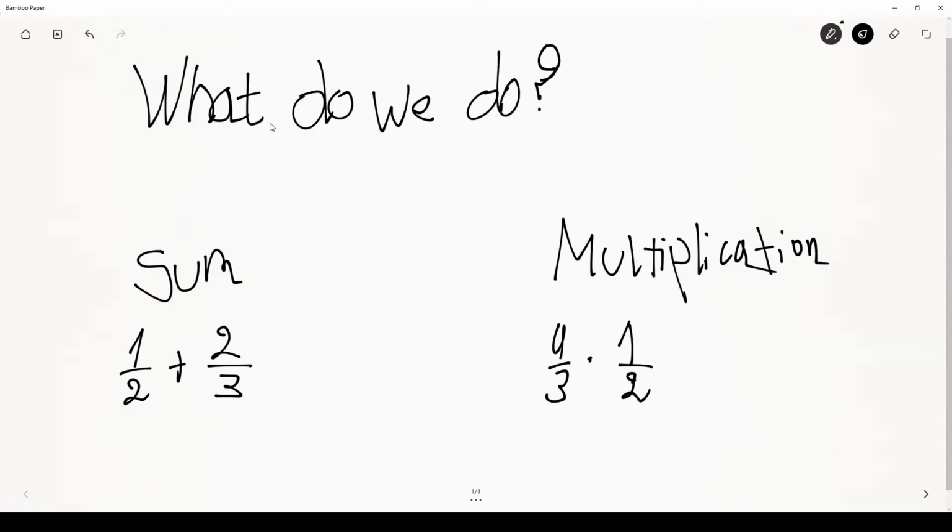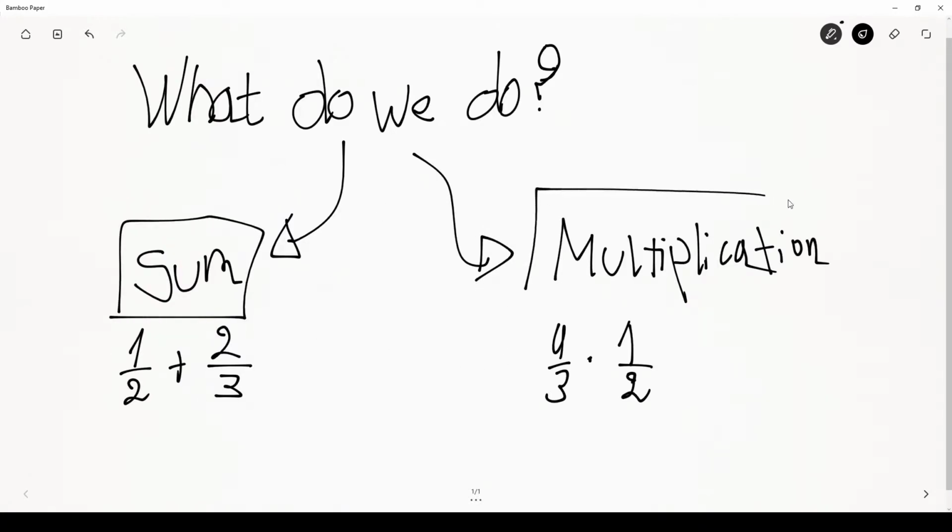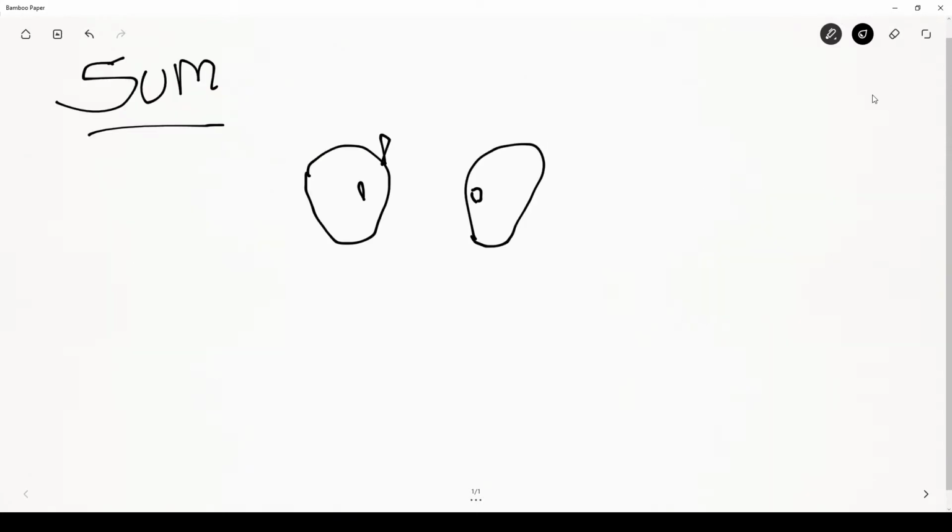So what operations do we do with fractions? And the main ones are sum of fractions and multiplication of fractions. I'll be teaching you what they are, how do we make them, and what they represent. So let's start with the sum, and let's work with apples. And let's say this is half an apple, because it's 1 part out of 2 equal parts which form an apple, and this other part is 1/2, half too.